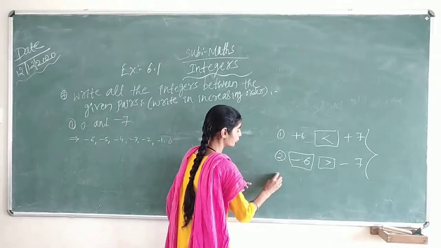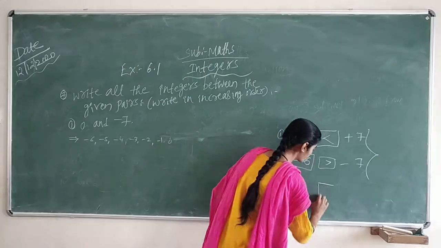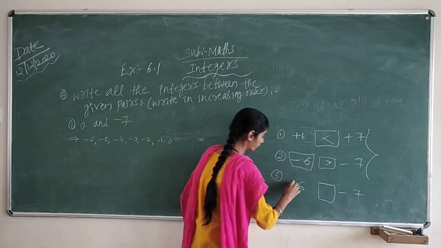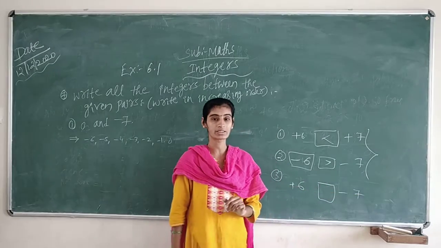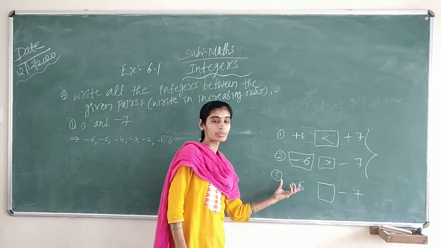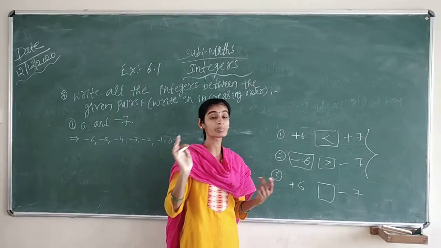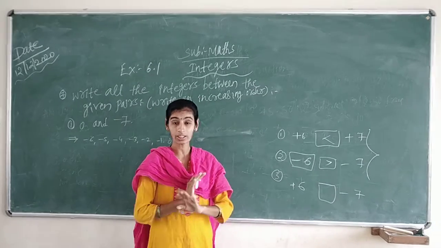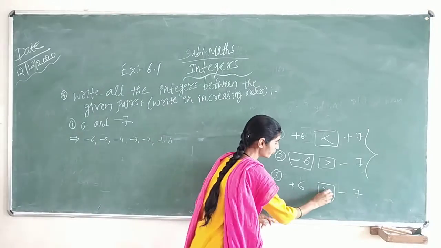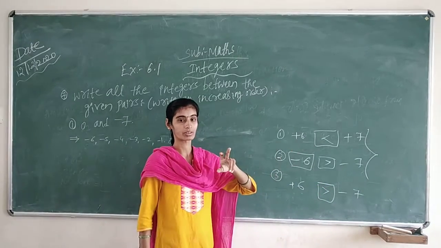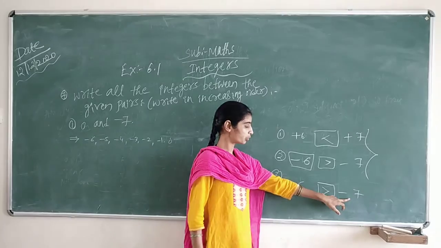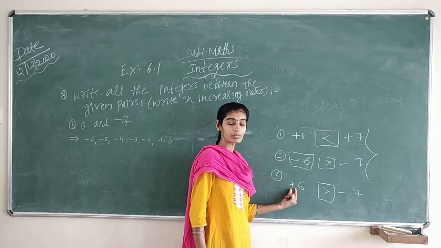Suppose the third possibility: one is positive and one is negative. On one side they have given plus 6, on the other side minus 7. At that time always keep in mind that positive numbers will be the greatest, not the negative numbers. So our answer will be plus 6 is greater than minus 7. One positive, one negative means always the positive number will be the greatest.